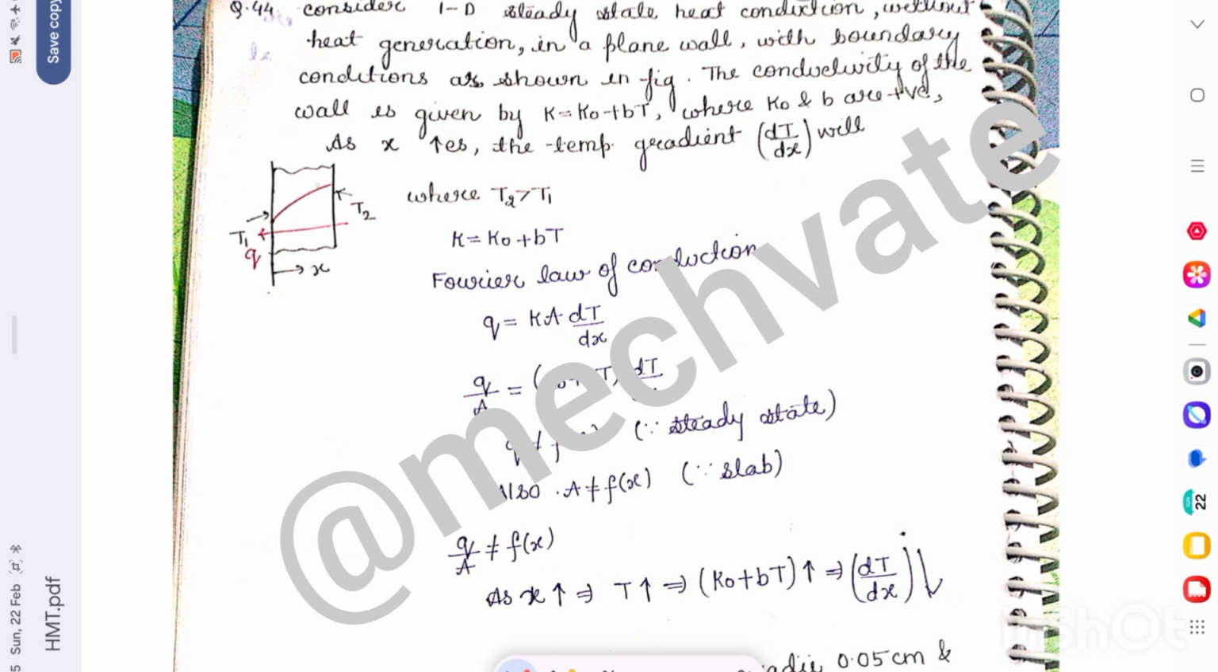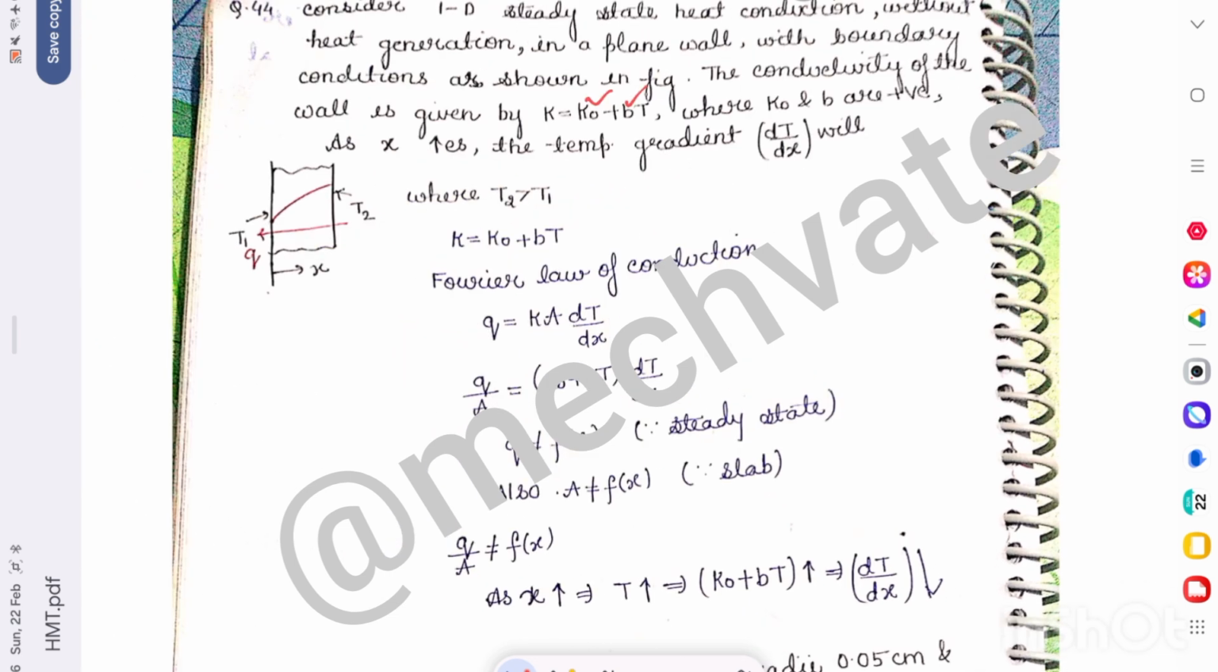The thermal conductivity profile is k equal to k naught times 1 plus beta t, where k naught and beta are positive. Okay, this one and this one are positive. As x increases, what happens to the temperature gradient of the wall? When we increase x, how does dT by dx vary? So write down k is equal to k naught (1 plus beta t).